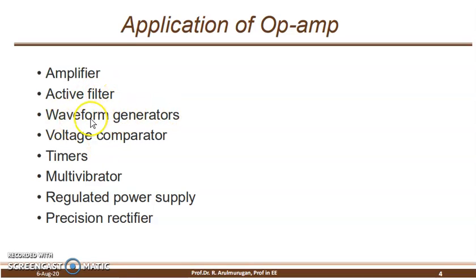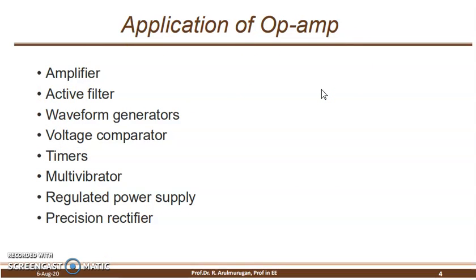The next one is the waveform generator. The op-amp is used to generate waveforms, and in the next unit you will learn about that. Then the voltage comparator, which compares two signals, the timer, regulator power supply, multivibrator, and precision rectifiers. So these are the applications of the op-amp.